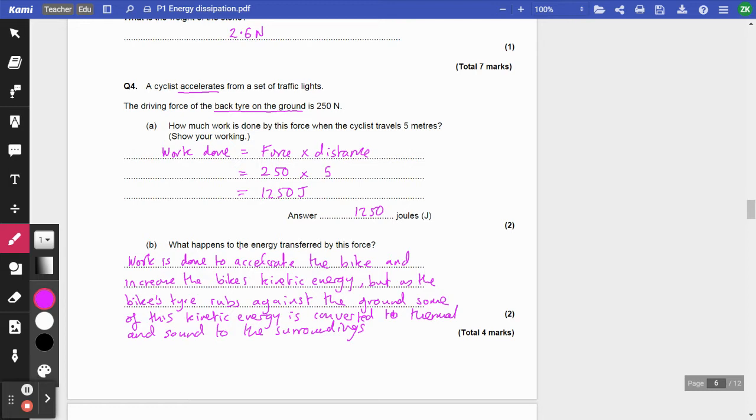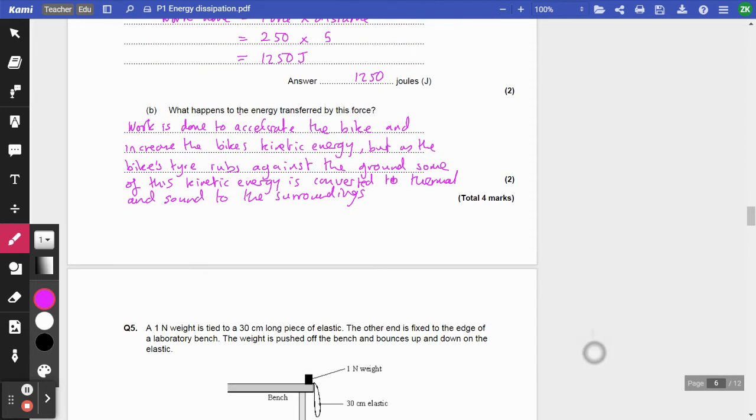So one mark for mentioning that there is an increase of the kinetic energy, and one mark for mentioning heat and sound to the surroundings through friction of the wheels.